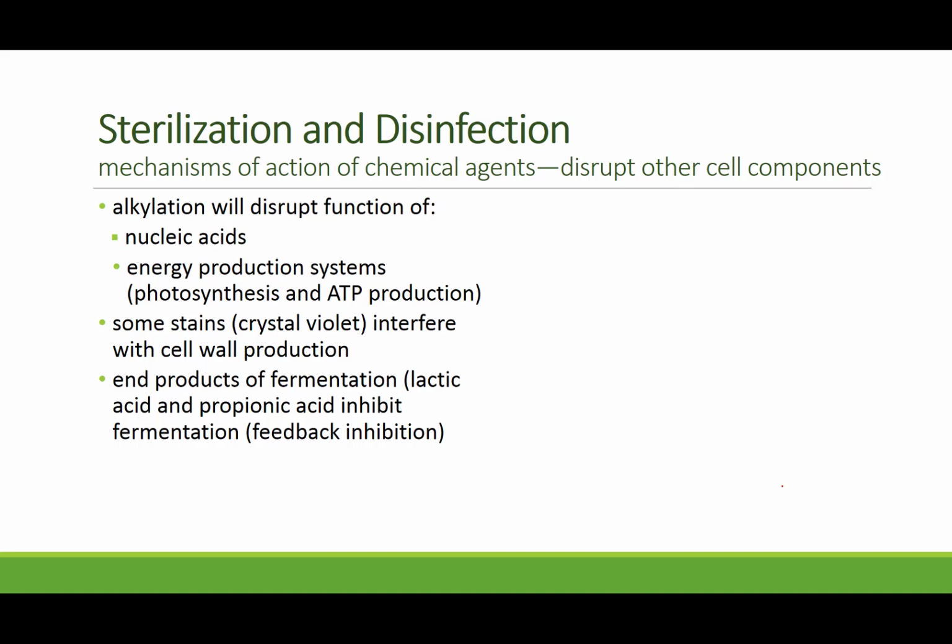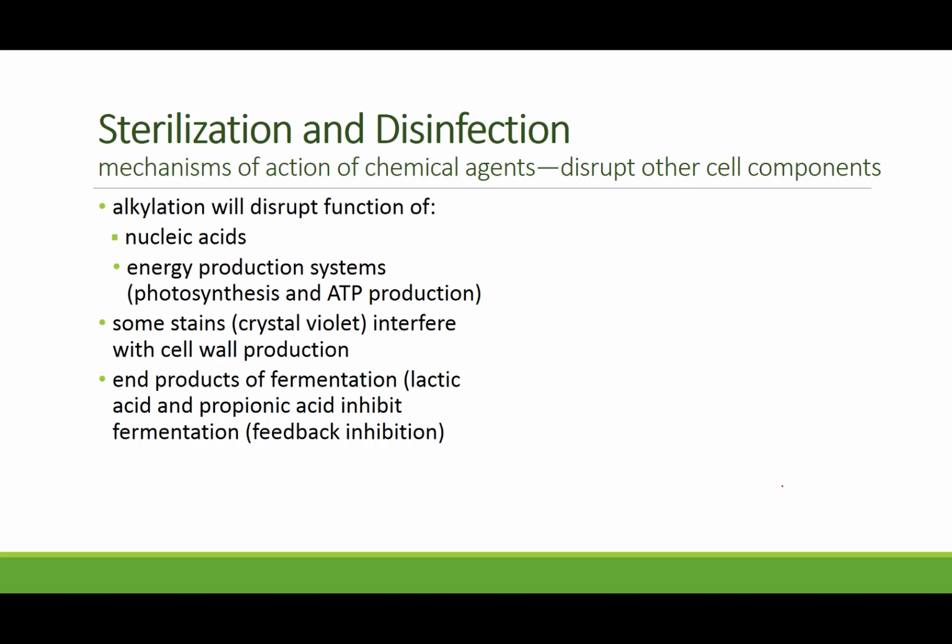Another way that we can help to destroy or produce bactericidal or bacteriostatic effects is to disrupt other cell components that are found in the cell. So alkylation, as we've said, can disrupt the function of the nucleic acids. It can disrupt the function of the energy production systems. So the photosystems that do photosynthesis and all of the processes that make ATP from glucose can be disrupted by alkylation.